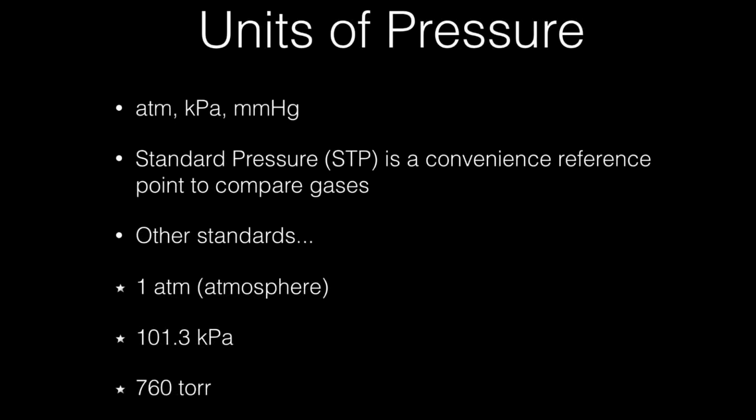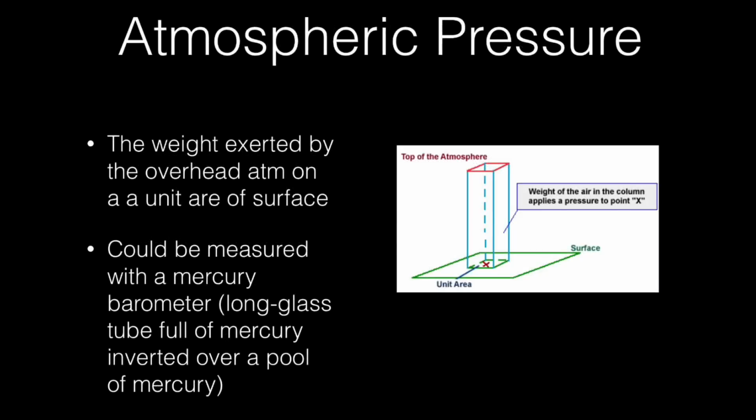There are other units of pressure, such as ATM, kPa, and mmHg. The standard pressure, which is STP, is a convenient reference point to compare gases to. Other standards include the ATM, which is just 1 atmosphere, 101.3 kPa, and 760 torr. Atmospheric pressure is the weight exerted by the overhead atmosphere on a unit area of surface, I'm so sorry for that typo. It can be measured with a mercury barometer, which is a long glass tube full of mercury inverted over a pool of mercury.